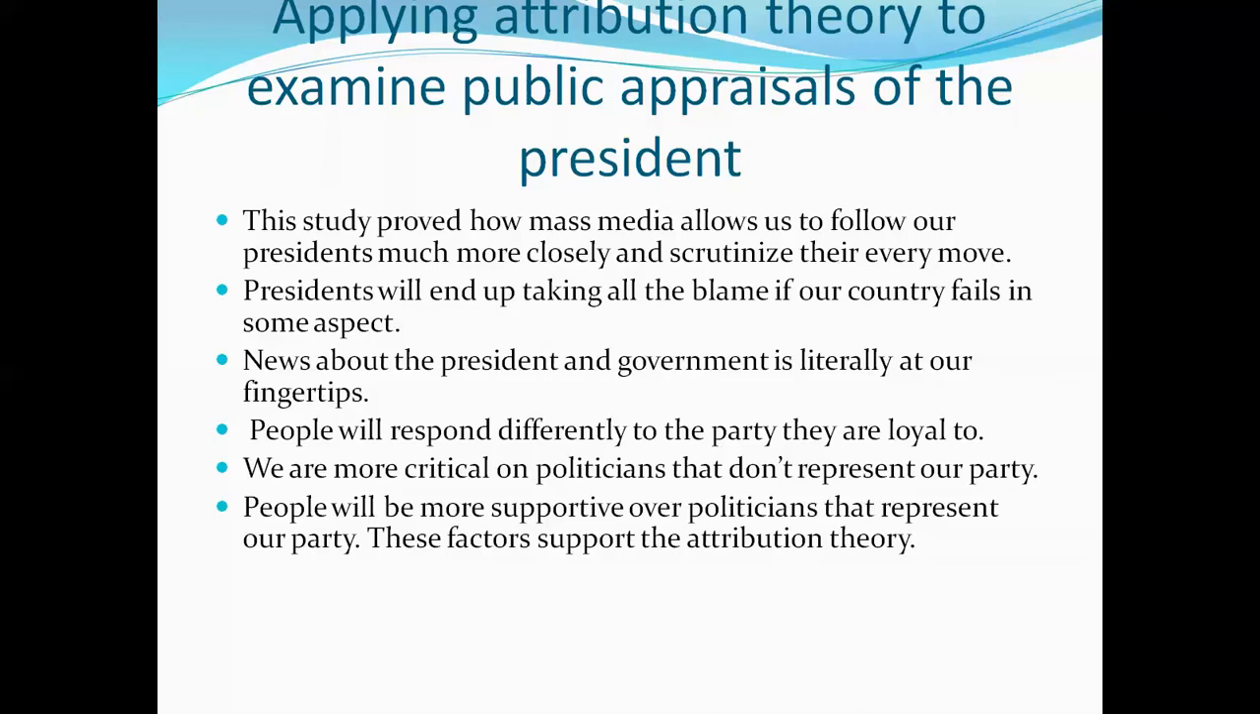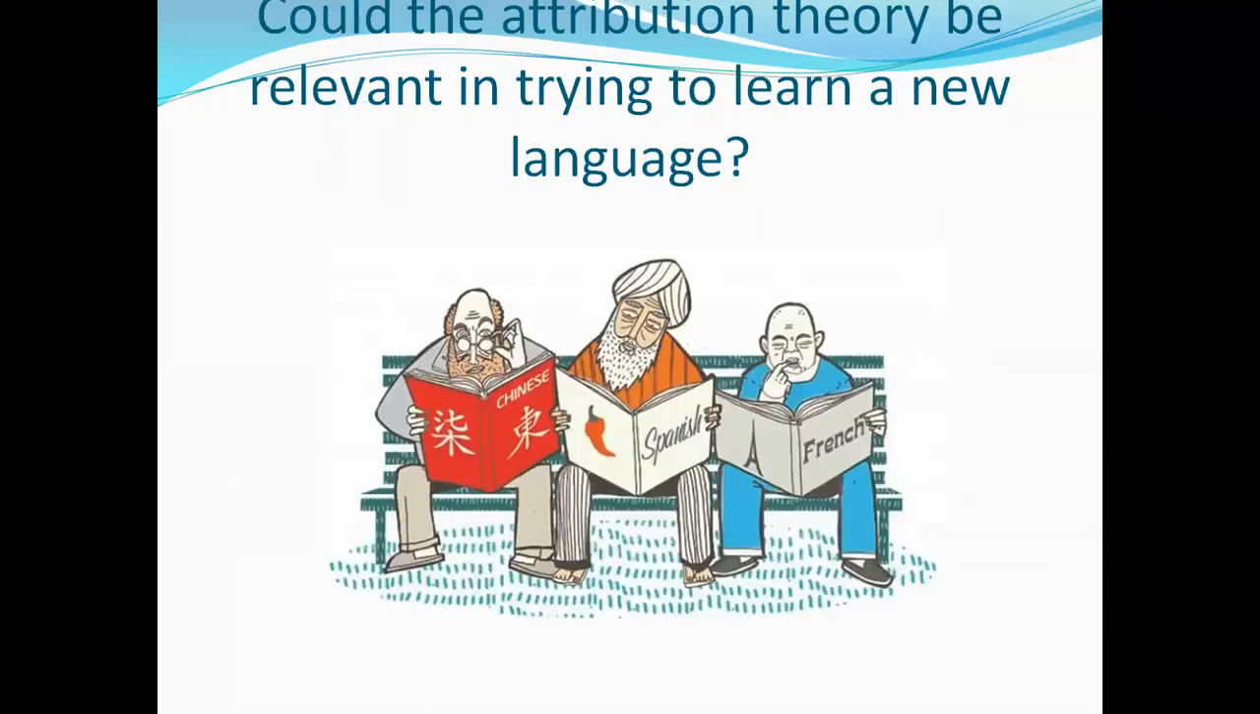People will respond differently to the party they are loyal to. We are more critical of politicians that don't represent our party. People will be more supportive of politicians that represent our party. These factors support the attribution theory.